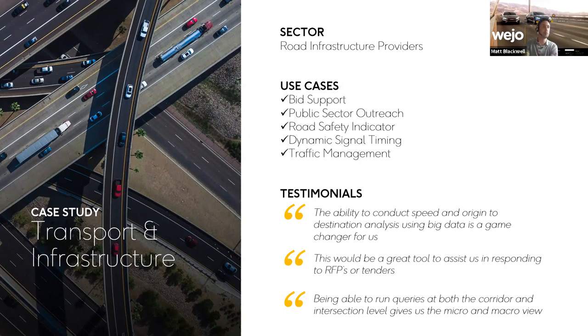Now, in addition to this, the final testimony that I'll cite here is the ability to run queries at both the corridor and the intersection levels. It gives us that micro and macro view. As I said before, by leveraging the latitude and the longitude within the sample preview environment, you can conduct queries on a very, very small segment of road. So there could be an area that's particularly prone to bottlenecks and a lot of congestion. You're able to look at what's happening in that area over a 24-hour period, over a 1 week period, over a 1 month period. You're able to do that.